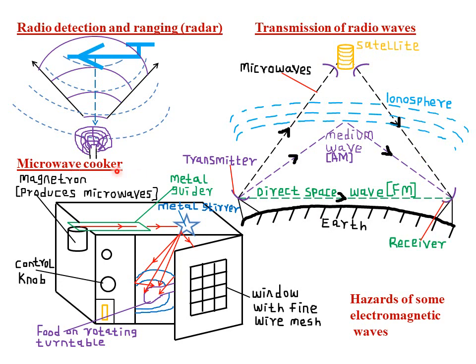Then we look at a microwave cooker, whereby microwaves can be used for cooking. The microwave cooker has what we call magnetrons, whose role is to produce the microwaves. The magnetrons produce the microwaves at a higher frequency of about 2500 megahertz. Then these microwaves are directed to the rotating metal stirrer. You can see they are being directed to this rotating metal stirrer.